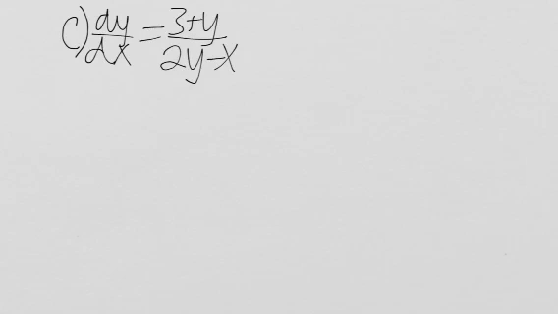So part C is asking us to find all the points for which the tangent line to the curve is vertical. So that means that since it's change in y over change in x and it's vertical, there's going to be no change in x. So the denominator is going to be equal to 0. So we can take our equation for dy/dx, which is dy/dx equals 3 plus y divided by 2y minus x, and we'll just set this bottom piece equal to 0. So 2y minus x equals 0.